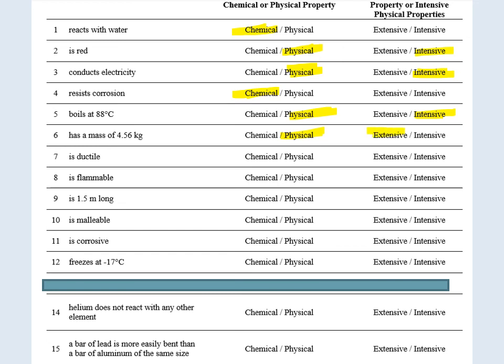Ductile is how stretchy something is. Like you can stretch out a piece of copper. Malleable means you can change the shape of it. So that would be like that example we talked about. You can change the shape of a small piece of copper. You can change the shape of a big piece of copper. And that last one would be intensive because if it's a big bar of lead or a small bar of lead, it still bends easier than any size of aluminum.